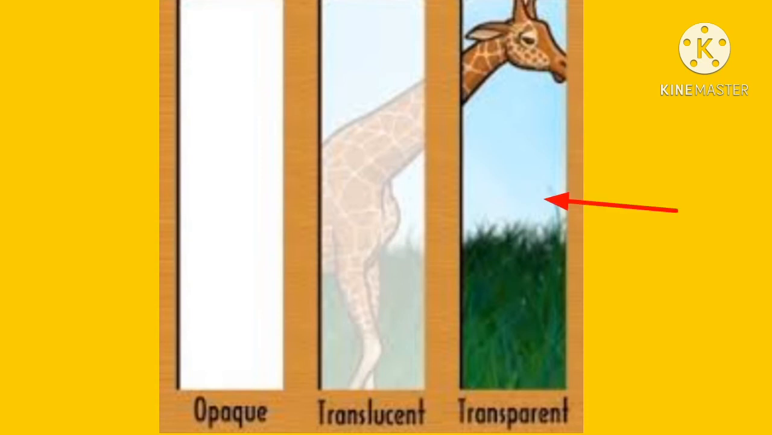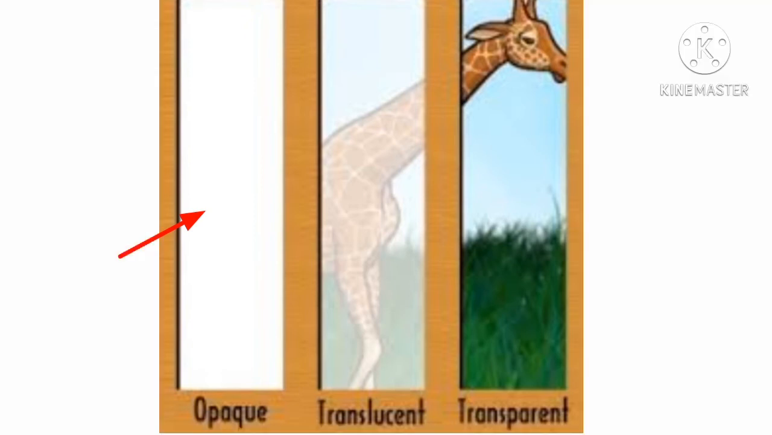See this window glass, it is transparent. So, through this window glass, we can see the giraffe clearly. And see the next window glass, it is translucent. So, through this, we can see the giraffe but not clearly. And this window is opaque. And we cannot see the giraffe through this window.